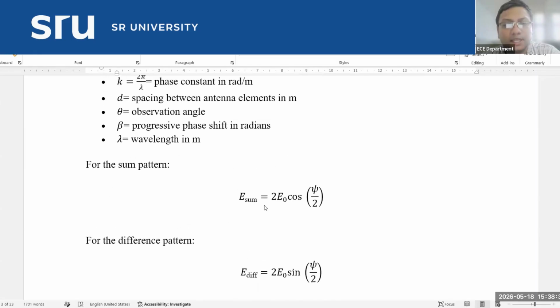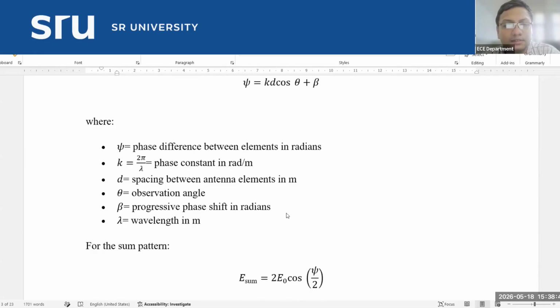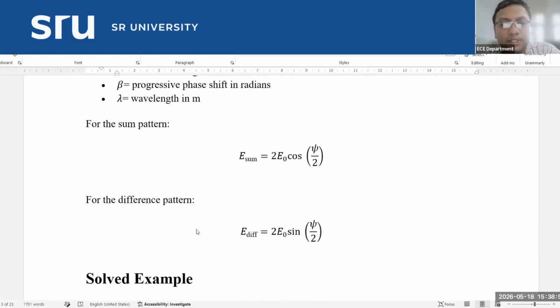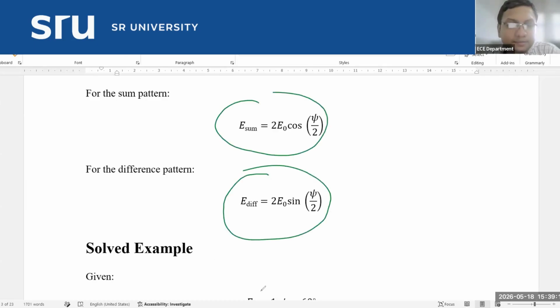For the sum pattern, the pattern equation will be 2E0 cos psi by 2. And for the difference pattern, this should be 2E0 sin psi by 2. You need to remember these two equations. This is the sum pattern equation. This is the difference pattern equation.